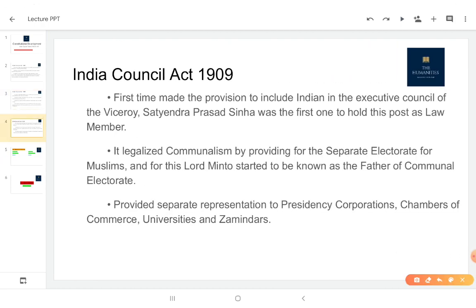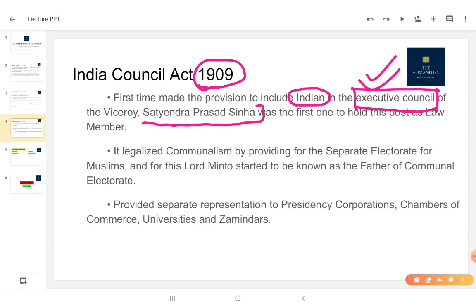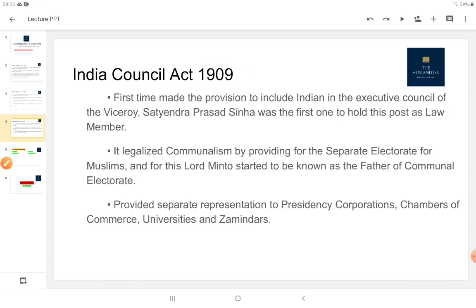Besides this, for the first time, this act made the provision to include Indians in the executive council. So far, the Indians were included in the legislative process only, but starting from the 1909 Act, they were also included in the executive council of the Viceroy. And S.P. Sinha, Satyendra Prasad Sinha, was the first one to be included in that as a law member. Okay, S.P. Sinha.